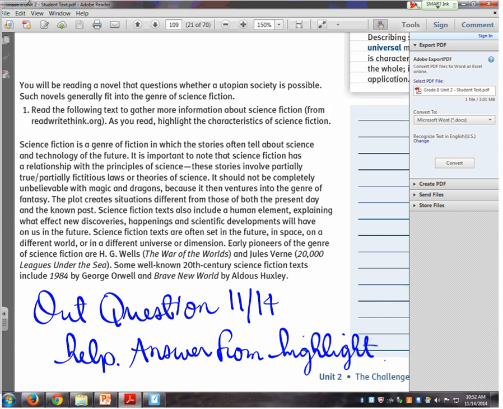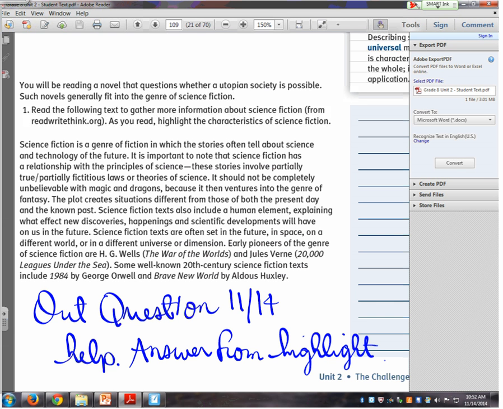Okay, so can you please read that first little smidge of text plus the number 1 for us? Can you go ahead and do that? Ray, can you read that for us? You will be reading a novel that questions whether the utopian society is possible. Such novels generally fit the genre of science fiction. Read the following text to gather more information about science fiction from ReadWriteThink.org. As you read, highlight the characteristics of science fiction.